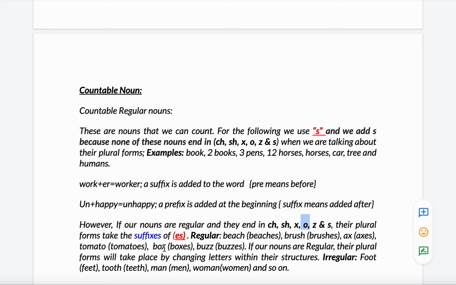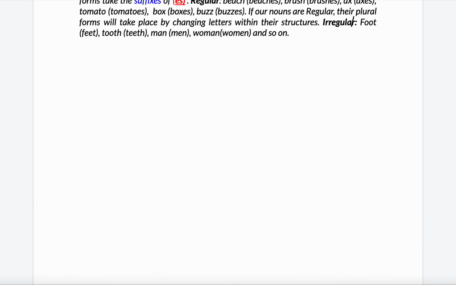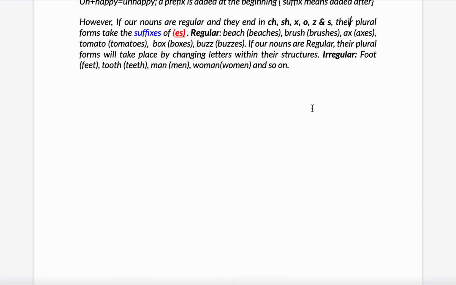And then the next example, box, es, boxes. When we talk about its plural form, why do we put es? Because it ends in x. Do we have x here? Yes. Buzz, buzzes. So if our nouns are regular, their plural forms take place by adding endings. Okay, now, okay, so here, if our nouns are regular, we only put S or ES when we talk about their plural form.